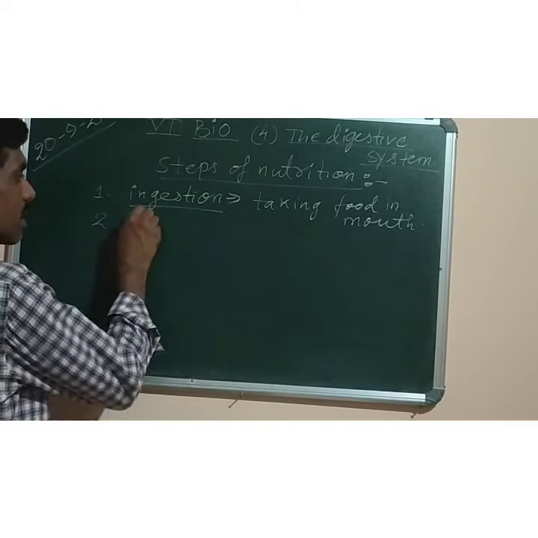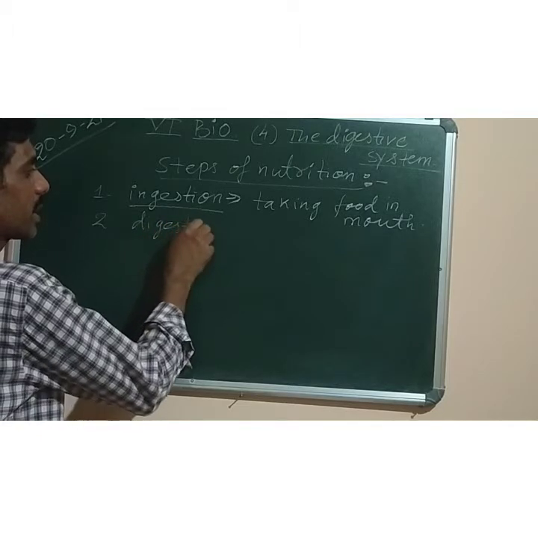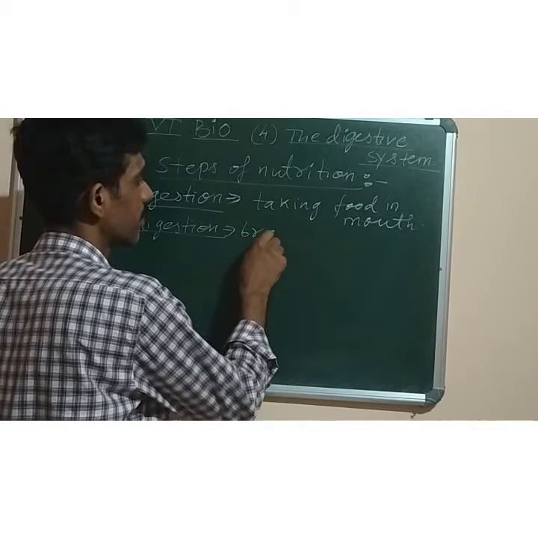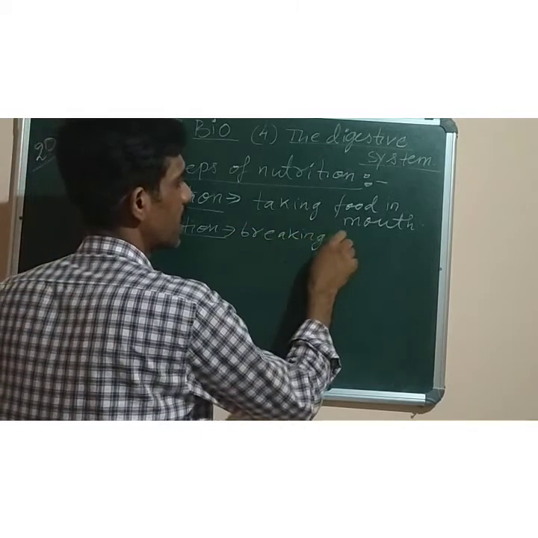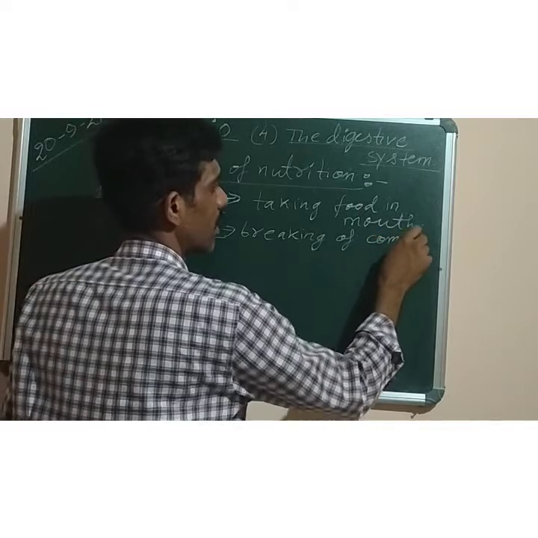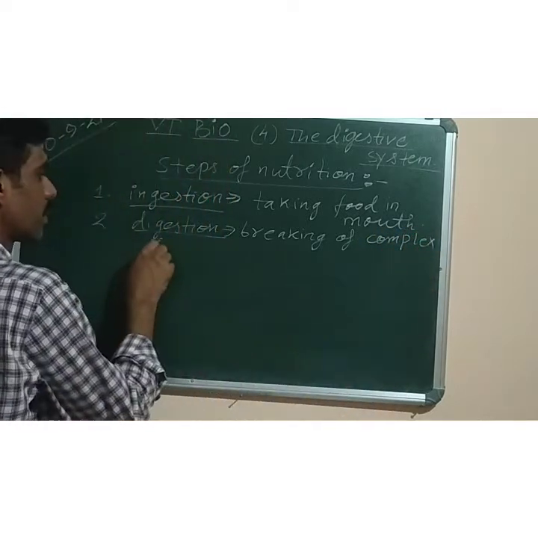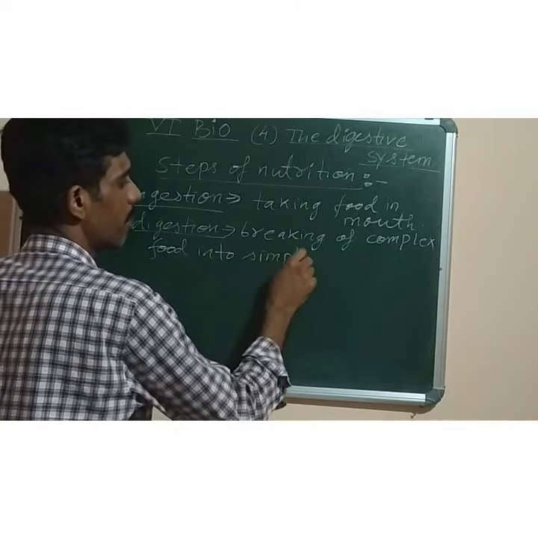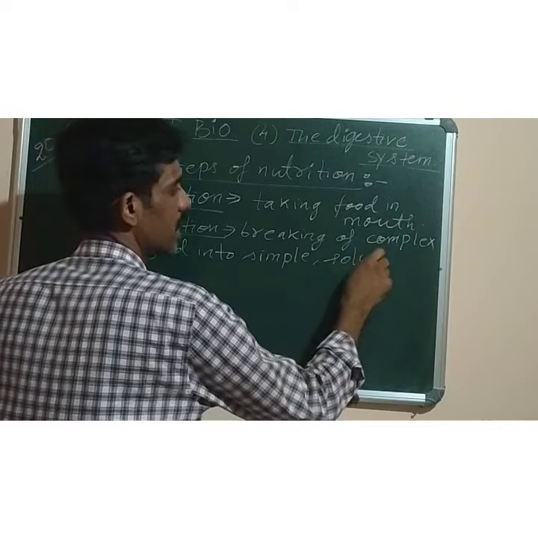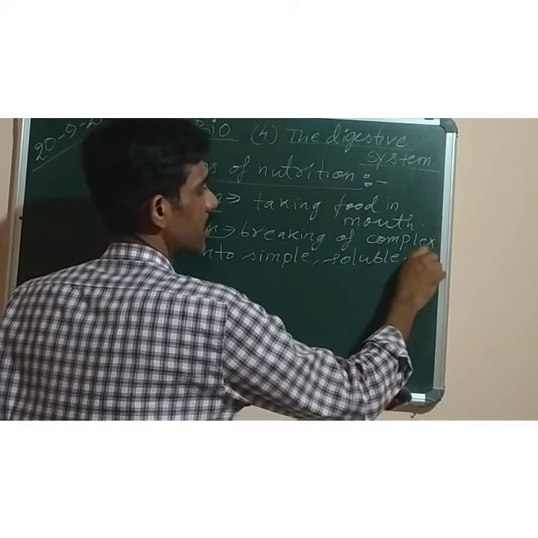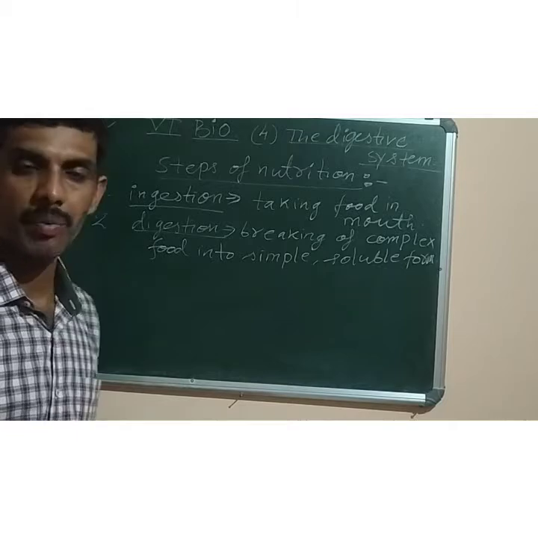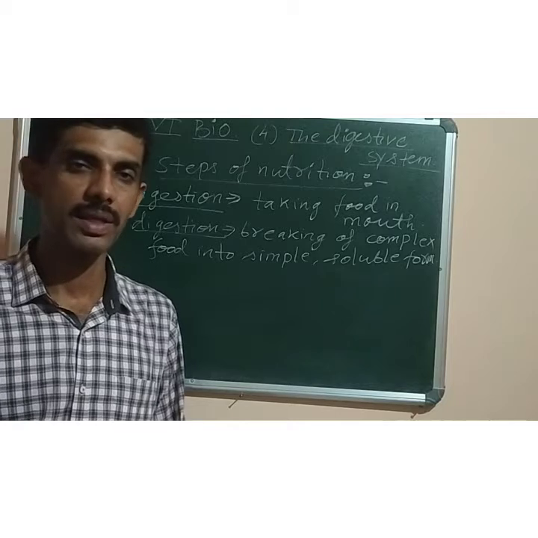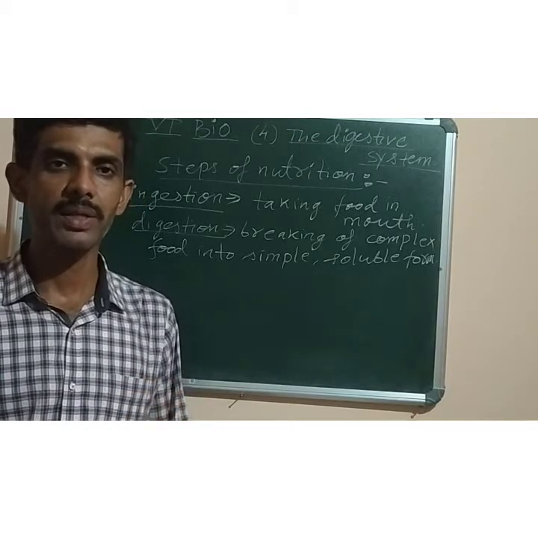So what is digestion? Digestion is the process of breaking down of complex food into simple soluble form. Breaking of complex food into simple soluble form is called digestion. Like the food we eat, it is complex, it is made up of carbohydrates, proteins, fats. Now all these complex food particles, when acted upon by the enzymes, are broken down into simpler substances.